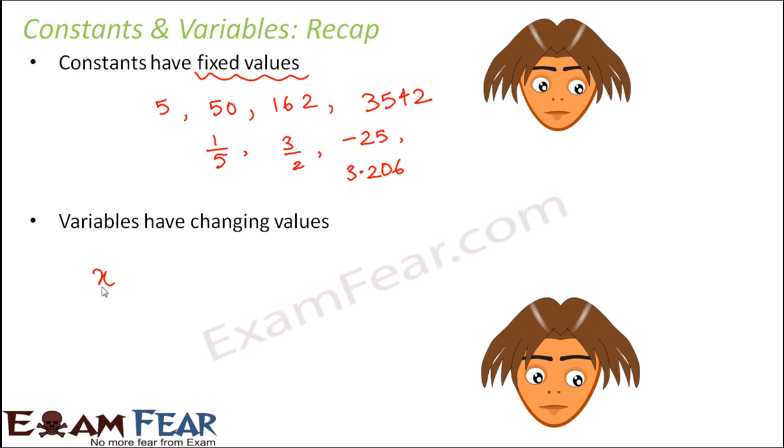Let me give you an example of a variable. Let's talk about x. Now what is the value of x? Because x as such is an alphabet. So when I say value of x, it has to be some number. So can you say that the value of x is always 1? You can't say that. Let me give you examples.